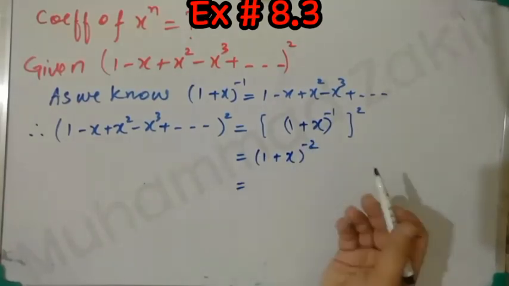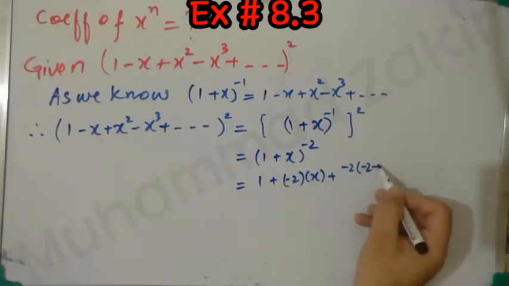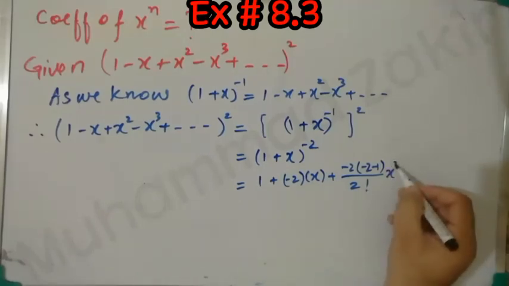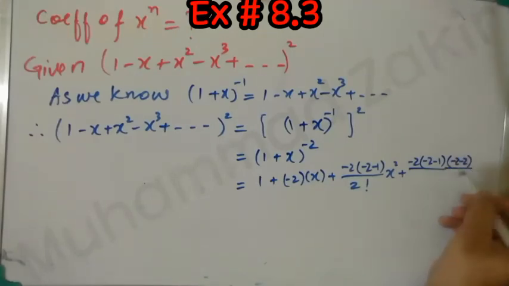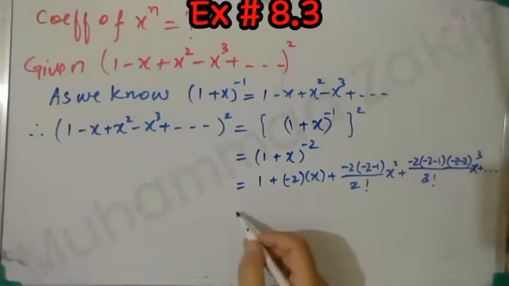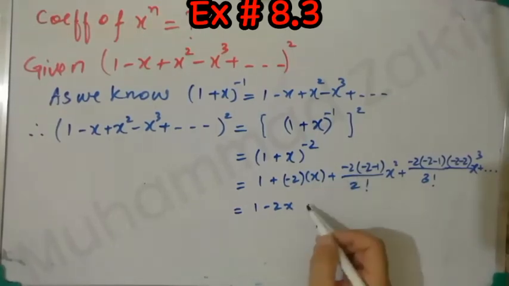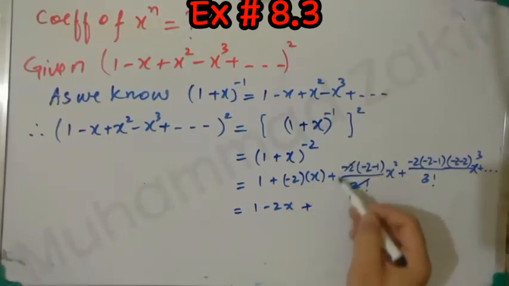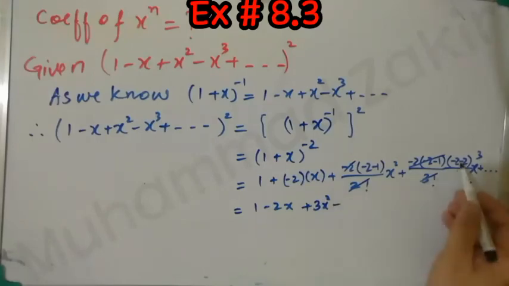Now we expand this binomial series, which is easy to expand: 1 plus nx plus n(n minus 1)/2 factorial x square plus n(n minus 1)(n minus 2)/3 factorial x cube and so on. After it we have the simplified form: 1 minus 2x, then the minus sign becomes plus, the 2 is cancelled by the 3x square term. These two will make 6 and this 6 is cancelled. The signs will make minus and it will be 4x cube.